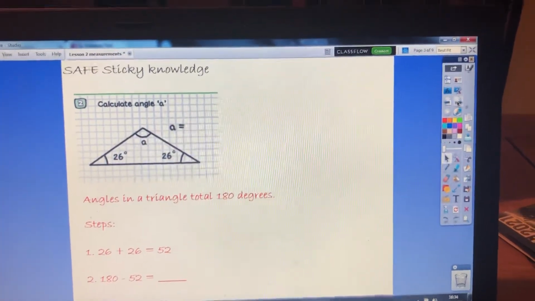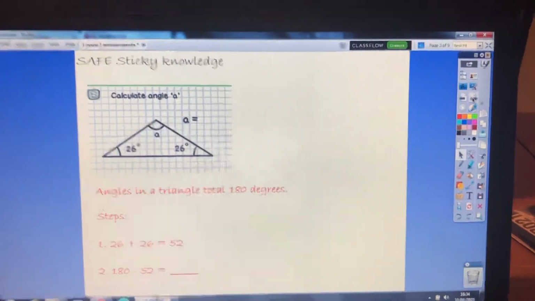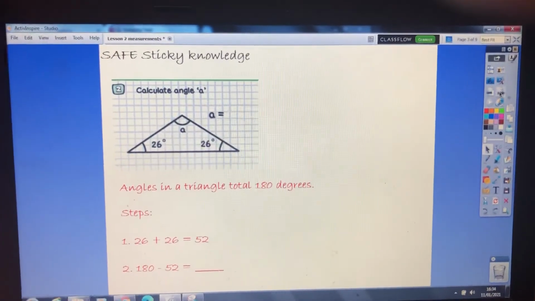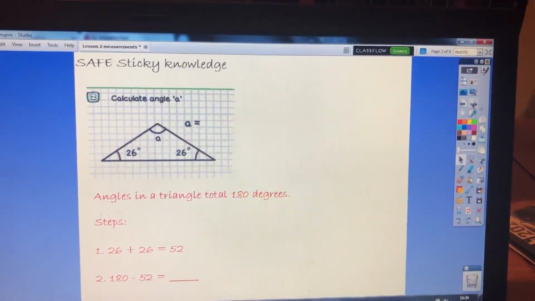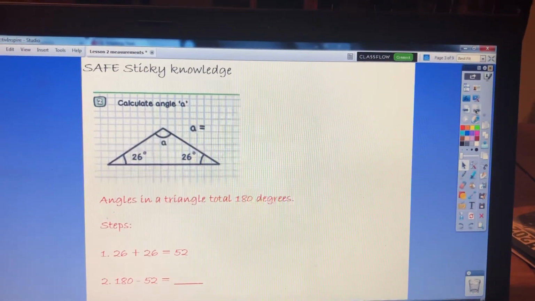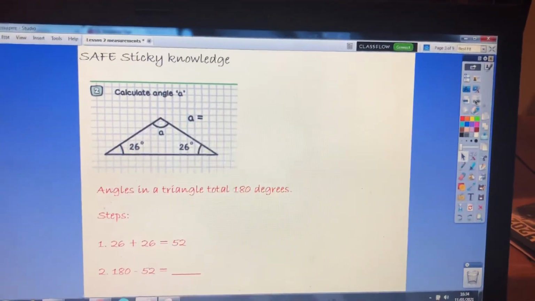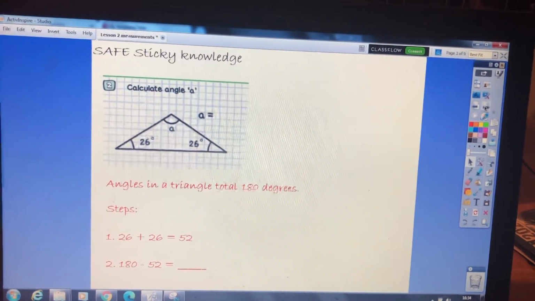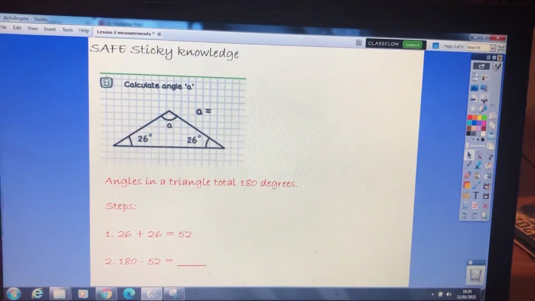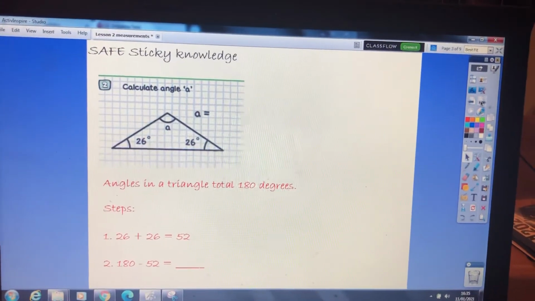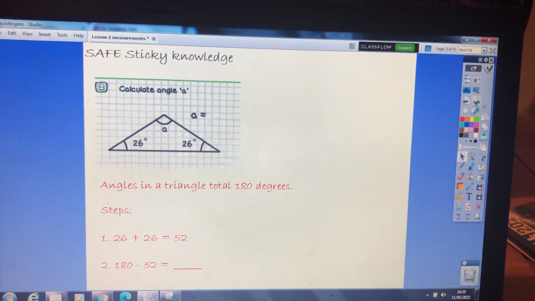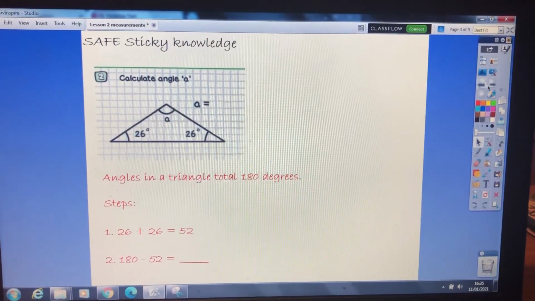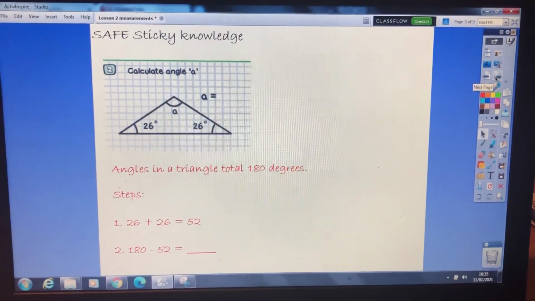Okay, next sticky knowledge. This is something we missed last year because of coronavirus, and I just want to talk you through it. So when you've got a triangle with angles, you may be thinking you need to measure it with a protractor. This isn't the case. You have all the information that you need. The angles of a triangle total 180 degrees. Okay? So within that triangle, you've got 26, add 26 for the two angles you've got, which is 52. And then what I want you to calculate is the missing angle, which would be 180 subtract 52.